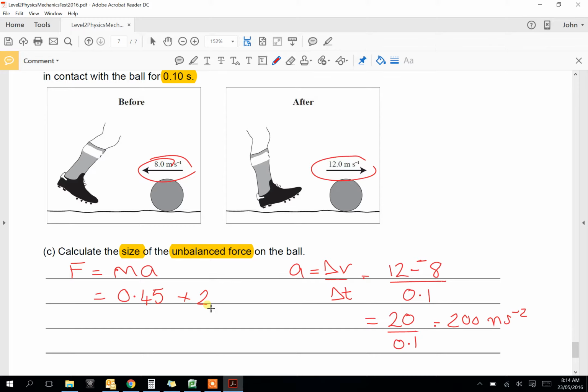Whoops, what's happened to my pen here? It's decided to stop functioning as a pen for a minute.